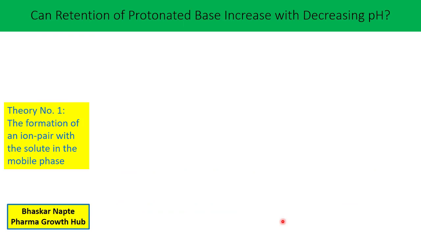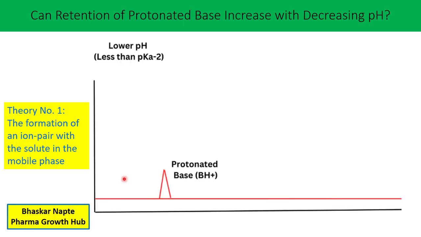The theory number one that we are going to talk about today is the formation of an ion pair with a solute in the mobile phase. Solute means which solute now? The solute is the acidic modifiers, the perchlorate, the phosphate, the nitrate, isn't it? So, that is the solute present in the mobile phase, and let us see how the solute present in the mobile phase can form this ion pair.